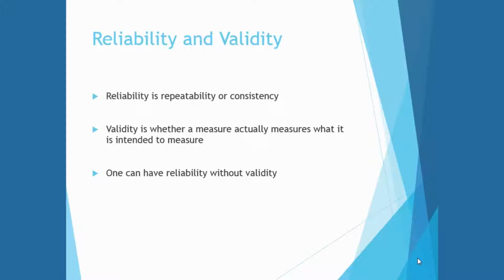Now, validity is whether a measure is actually measuring what it's intended to measure. We're going to talk a little bit about face validity in a moment, but for a lot of you, from a survey standpoint, if you're going to create your own measurement instrument, you may want to go the route of face validity. And we'll talk about that in just a moment. One thing to remember is that you can have reliability and not have validity, meaning something is reliable and repeatable, but you're not hitting the mark on what you're intending to measure.